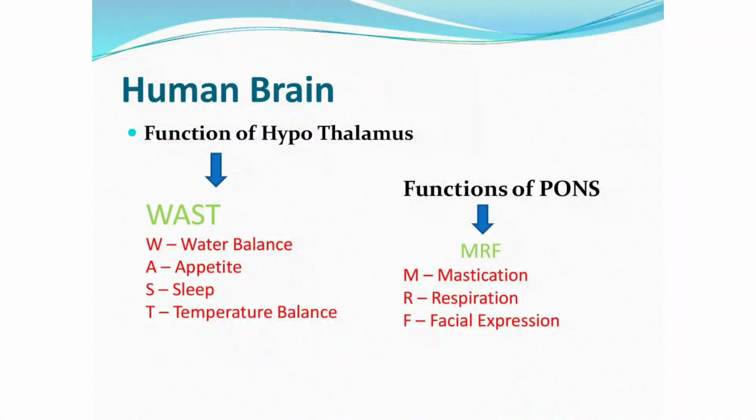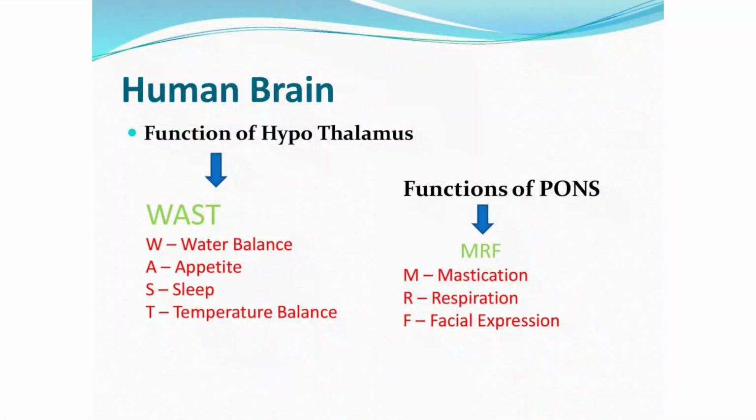Next, coming to the biology part, the human brain. In this chapter, they will be asking you the functions of the human brain, like the functions of the hypothalamus or the functions of the pons. An easy way to remember the function of the hypothalamus is WAST: W for water balance, A for appetite, S for sleep, T for temperature balance.